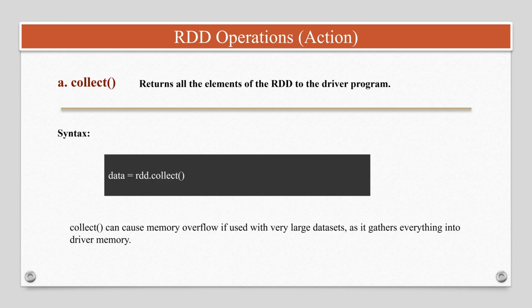It retrieves entire datasets. The collect function brings all data from the distributed RDD and returns a list. The entire RDD is returned as a list, allowing local operations or inspections. The collect function can cause memory overflow if used with a very large dataset, as it gathers everything into driver memory. The syntax is simple: RDD.collect.